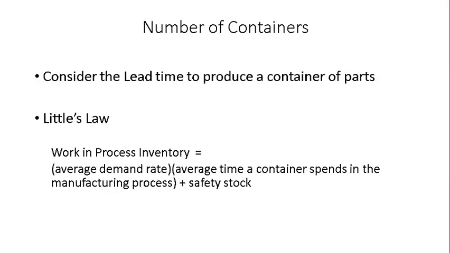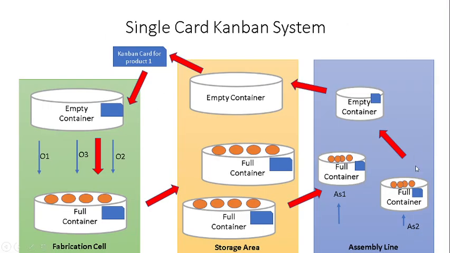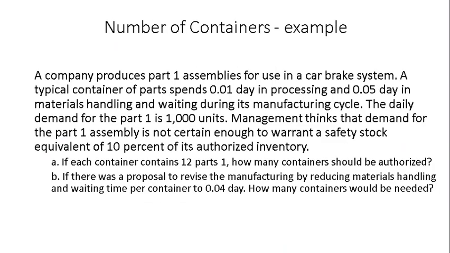So this one is what the assembly line is spending in order to fulfill its own process. The daily demand for the part is 1,000 units. That's pretty clear. And the management thinks that the demand for this part is not certain enough, so they need to keep a safety stock of roughly 10% of its authorized inventory.